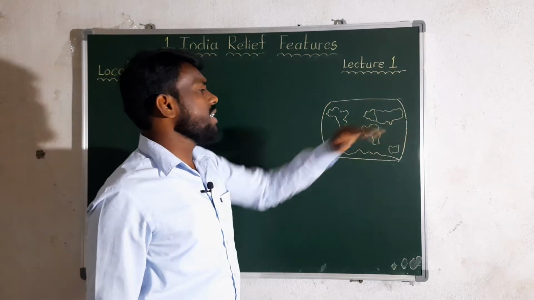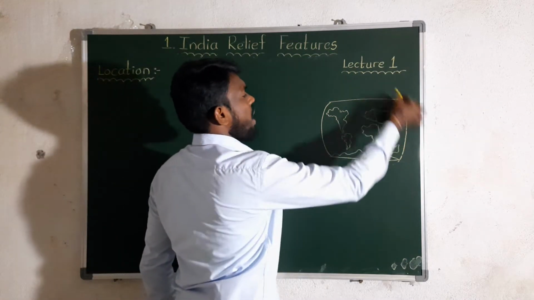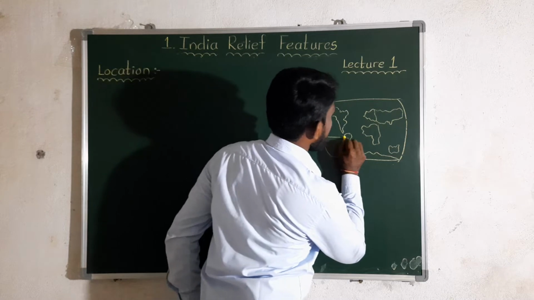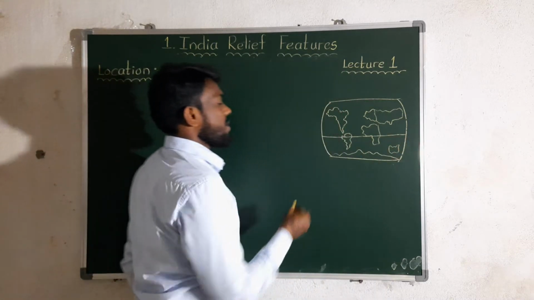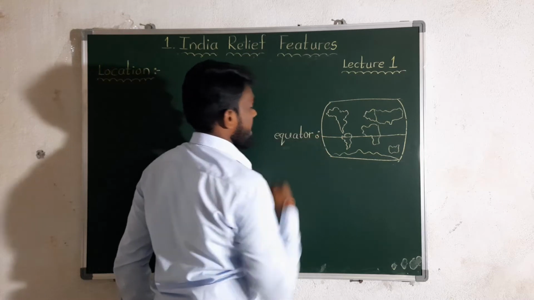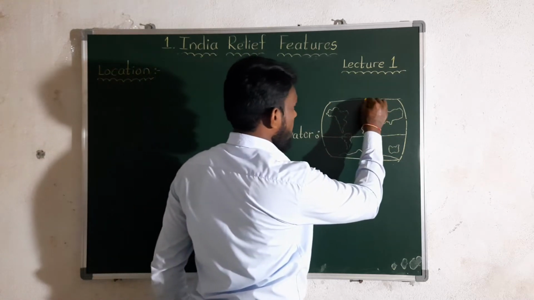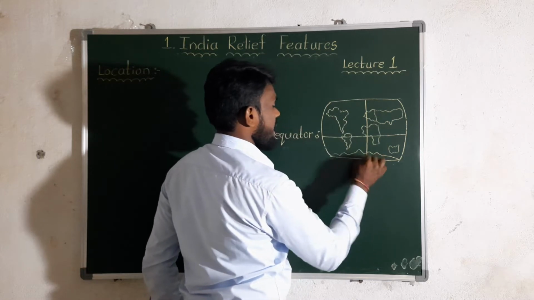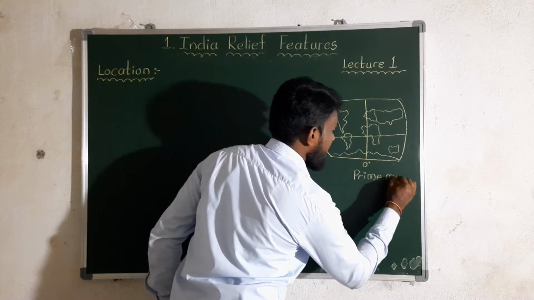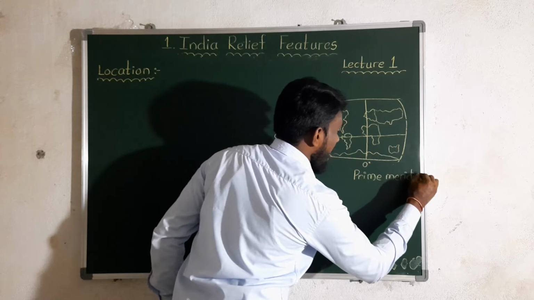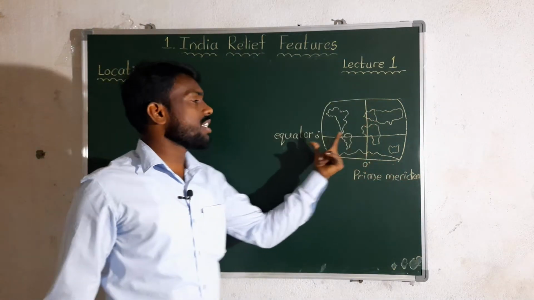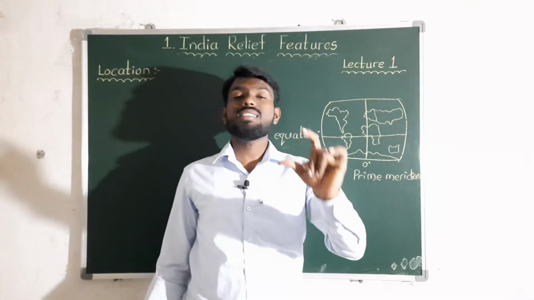So here is our India. To know the location of our country India in the world map, before that we need to know that this is the 0 degrees latitude, which is called the equator. And the next one is the 0 degrees longitude, which is called the prime meridian. You are already well aware of the equator and prime meridian. I have drawn the 0 degrees longitude and 0 degrees latitude to make you understand in an easy manner.